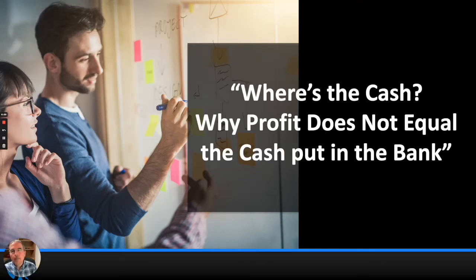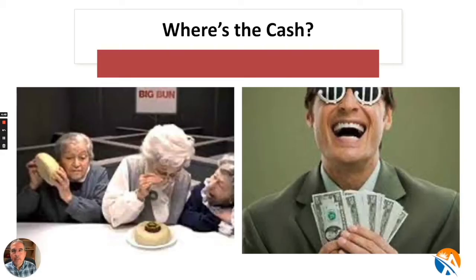One of the common questions I get is that we're making a profit, but I'm not seeing the money in the bank. And like the old commercial, where's the beef? It's often, where's the cash? So often the reason is there's a difference between cash flow and profit.